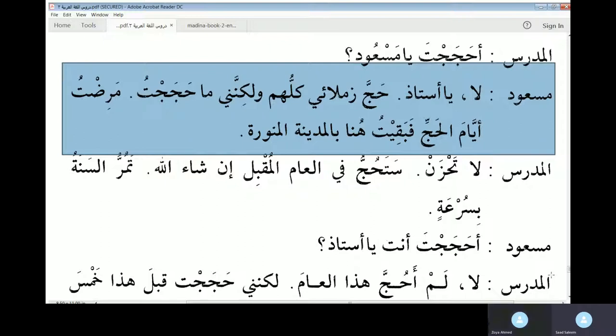مرضت أيام الحج فبقيت هنا بالمدينة المنورة. I was sick during the days of Hajj, so I stayed here in Madinatul Munawwara.